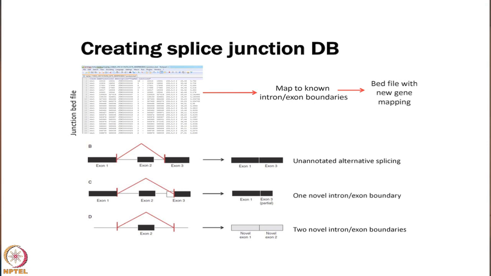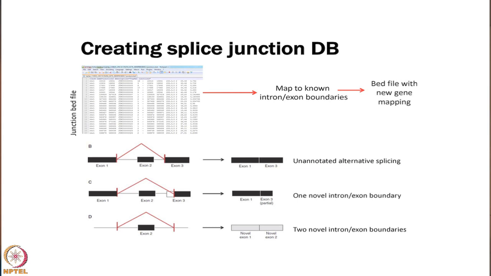So what we do to create these splice junction databases is we take this junction bed file and compare it to the known annotation. We take everything out that's known, not because we don't care, but because that's already included in our reference. So we want to take those out and just get things that are new. Then we take the new bed file with the new gene mapping, and we figure out what kind of mapping it is.